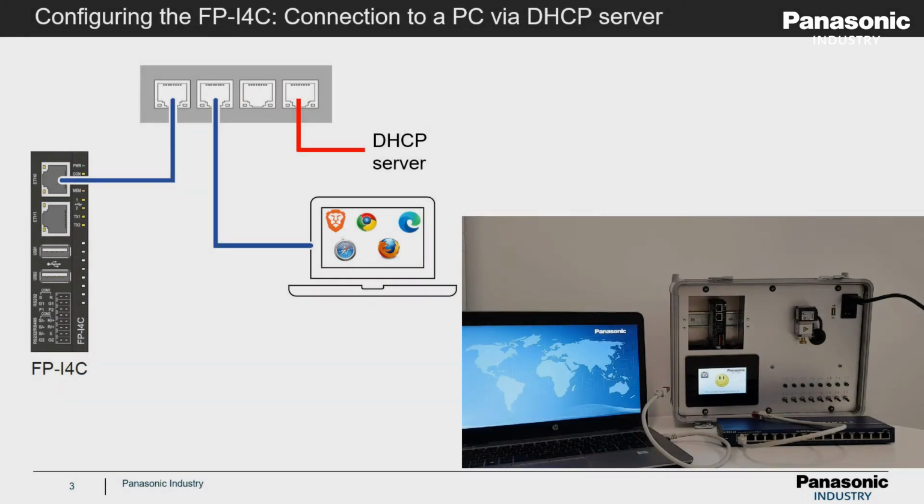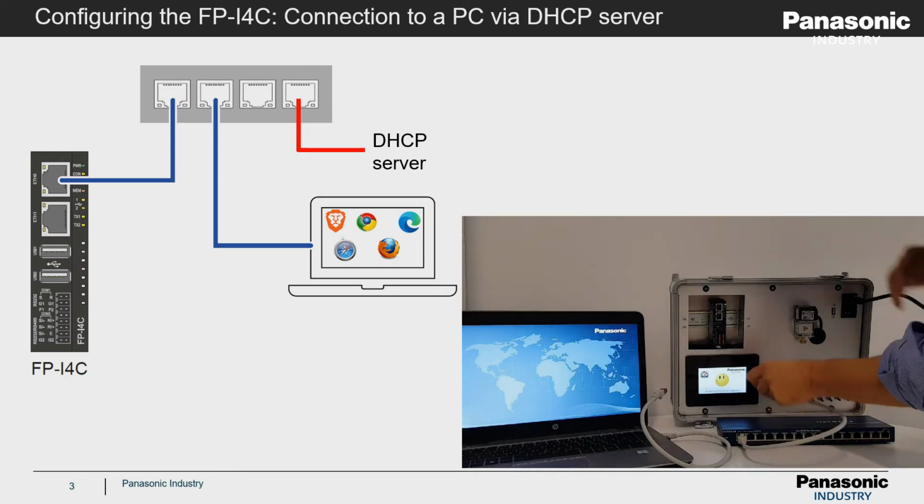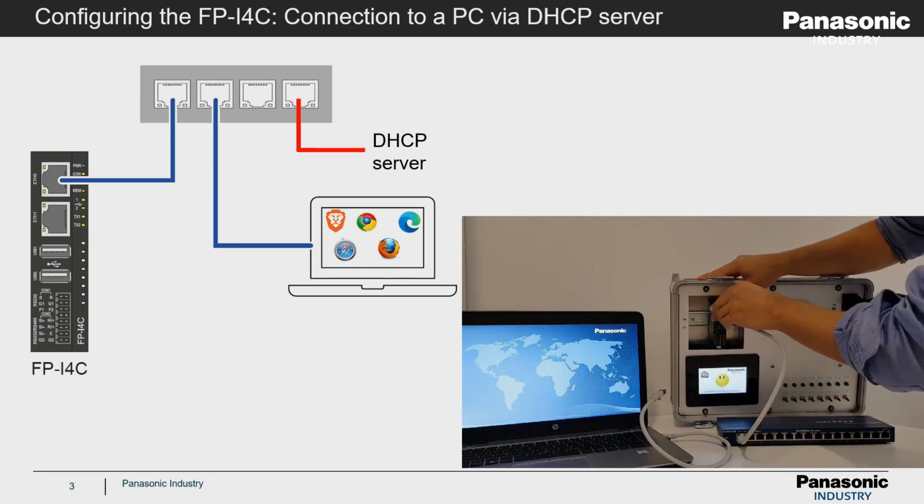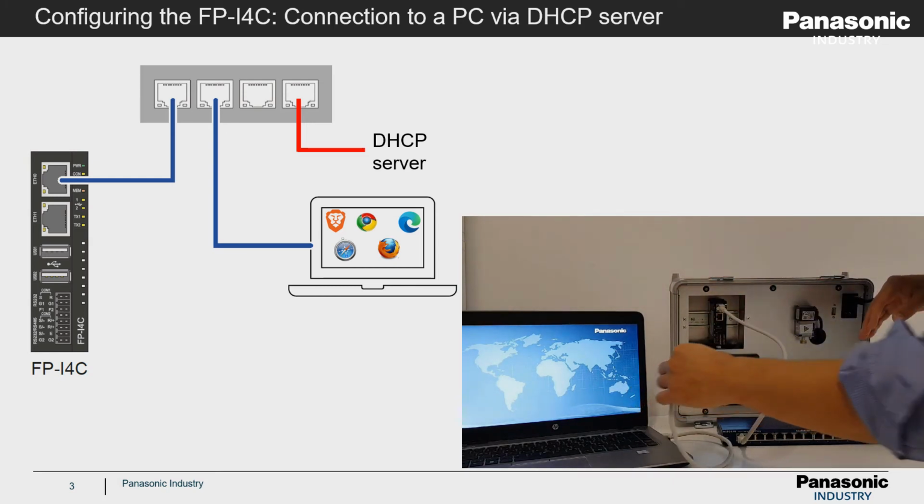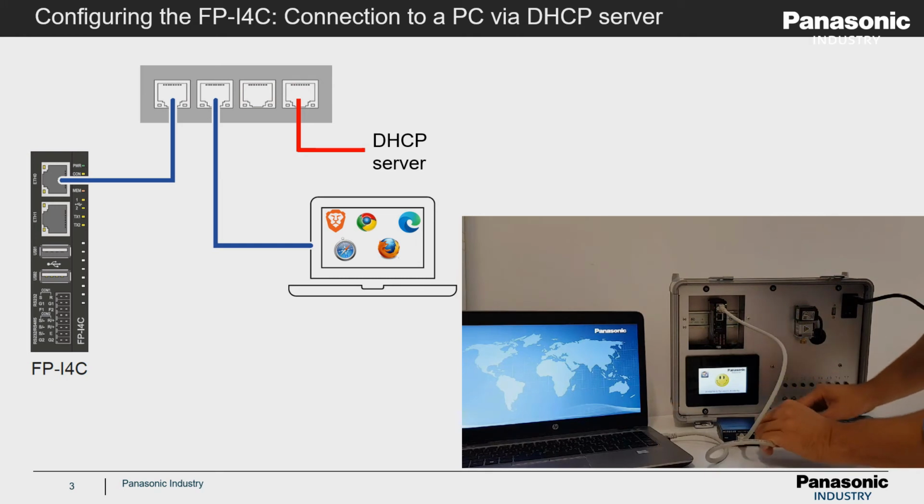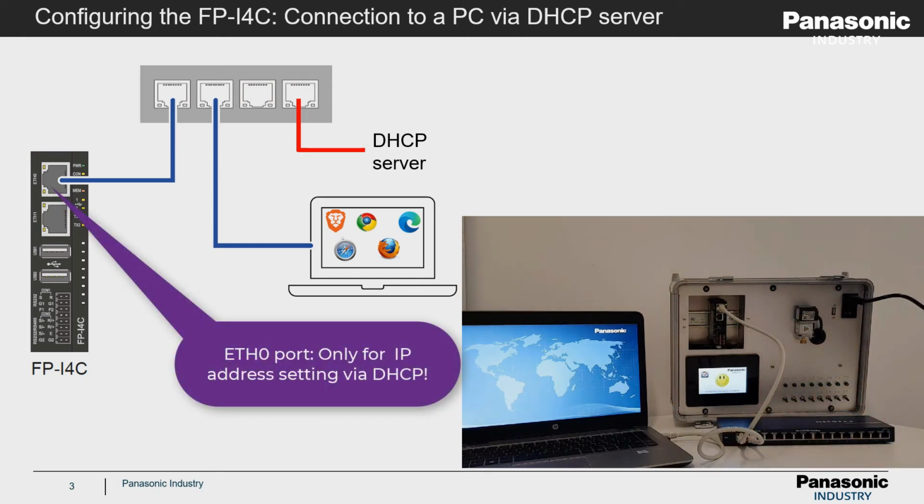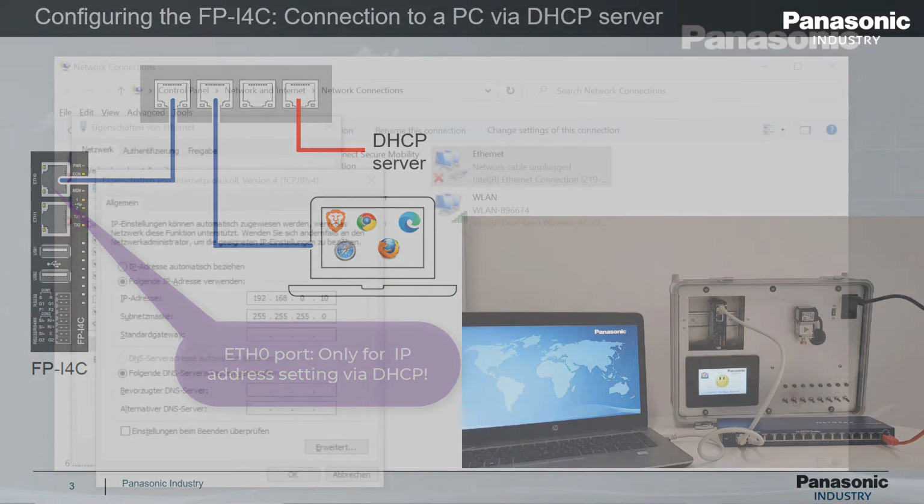A second possibility to connect our FP-I4C unit with a laptop is by using a DHCP server. This means the IP addresses for our laptop and the FP-I4C are assigned automatically by this server. In that case, we connect an Ethernet cable between the first Ethernet connector of the FP-I4C unit and our laptop by using a switch or hub. The switch or hub is connected to an Ethernet network with a DHCP server.